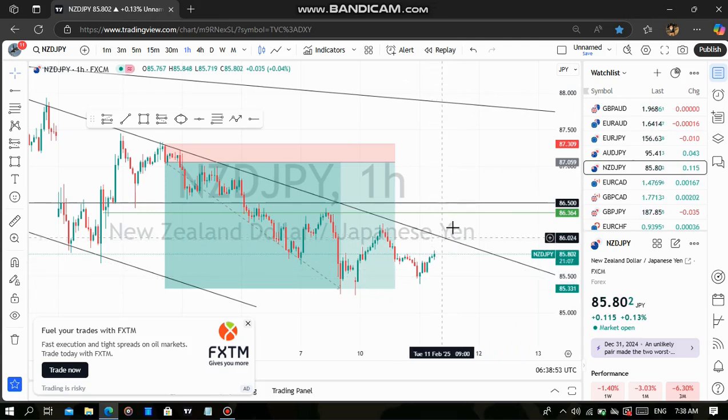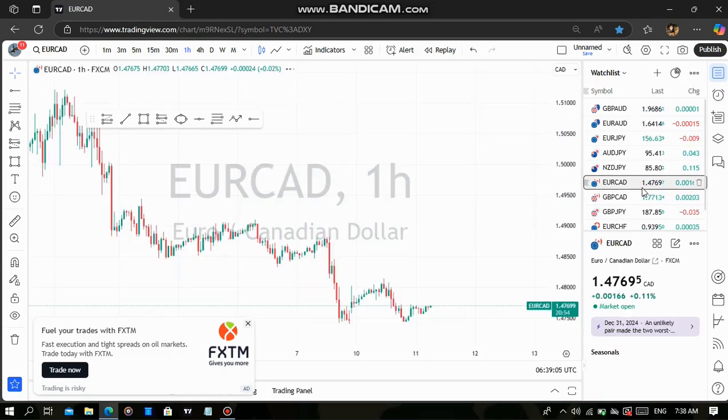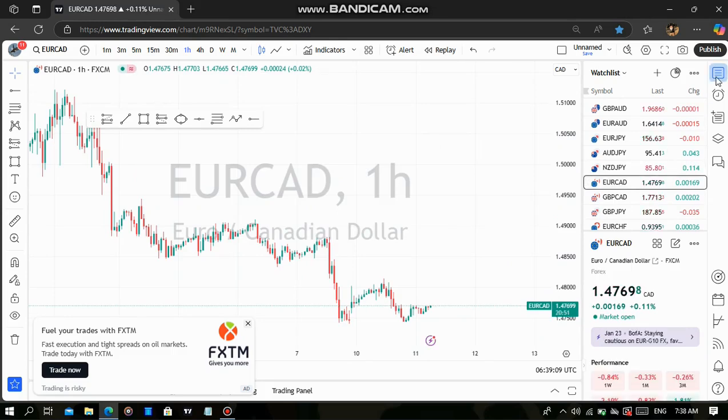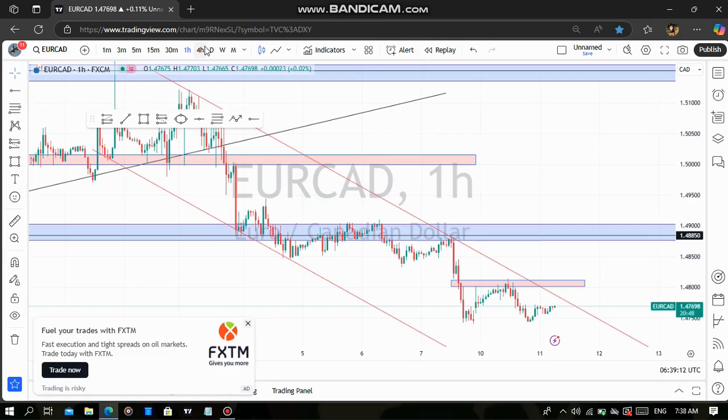So we can see that price is approaching our downtrend line. Once price tests the downtrend line and rejects from it, then we sell. That's about NZDJPY. Another one like it is the EURCAD.